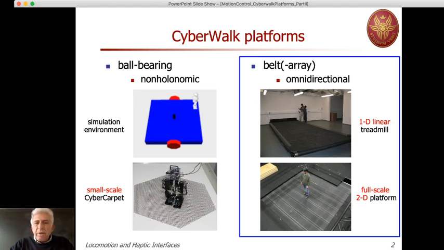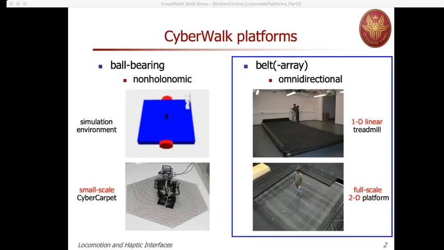This platform remained in the project as only a small scale prototype for a number of technological reasons. So the project went on by taking the road of an omnidirectional design. In fact, we end up with a full-scale 2D platform where the walker could walk in an unconstrained fashion in any direction. But in between, we also acquired a one-dimensional linear treadmill.